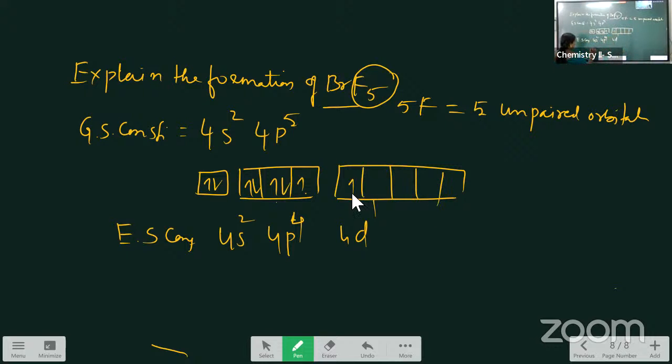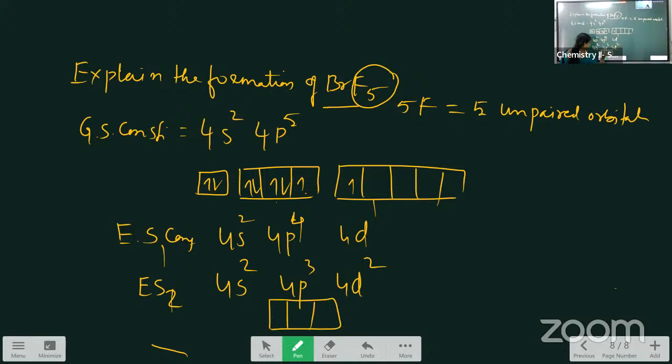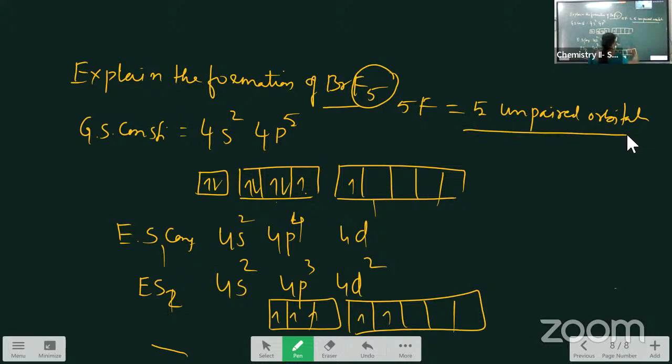Okay. So one more configuration, a second excitation, excitation 2. This is 1, this is 2. So 4s2, 4p3, 4d2. Here there are 3 unpaired orbitals and here 2 unpaired orbitals. What was our requirement? 5 unpaired orbitals. So here 5 unpaired orbitals have formed.